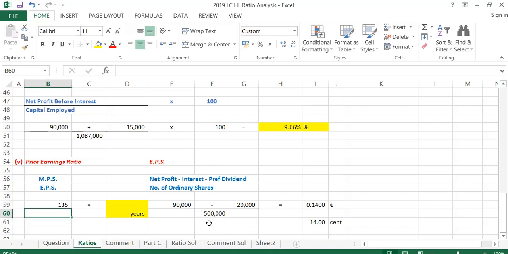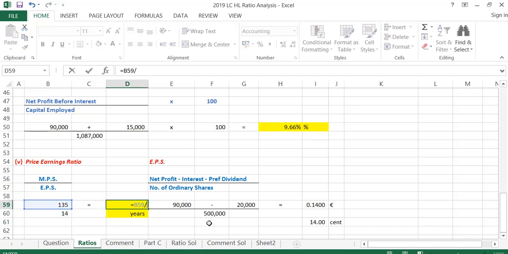So now to calculate my price earnings ratio, it's my market price per share of 135 cent over my earnings per share of 14 cent, and that gives me 9.64 years, to 2 decimal places. So that is part A, our ratios calculated.